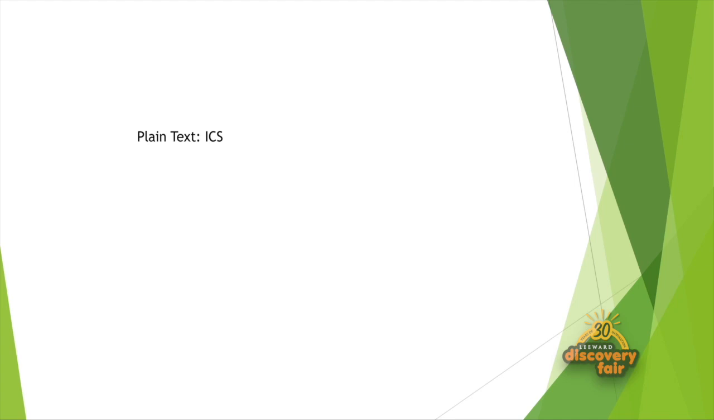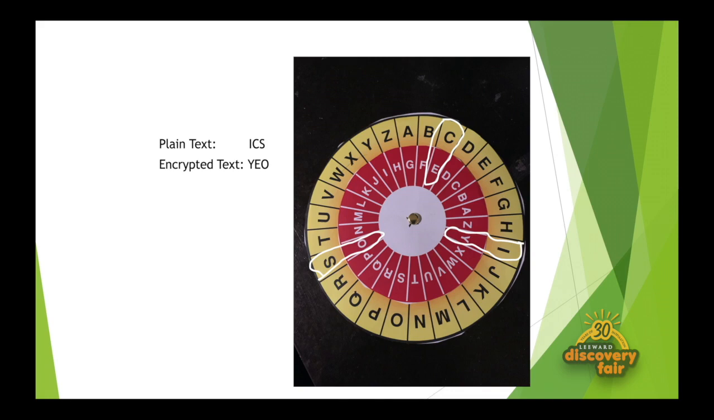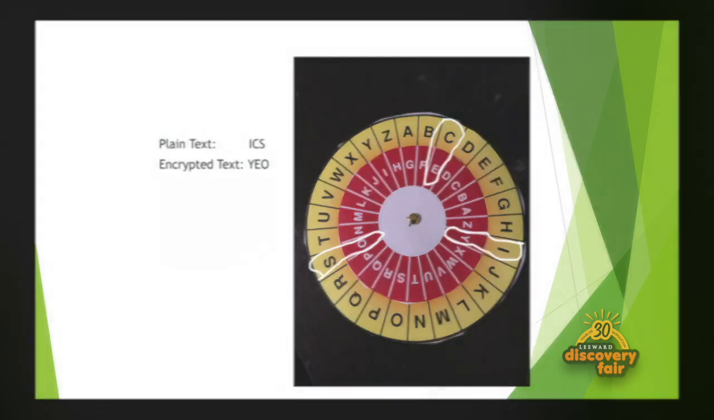So what we're going to do is take our message, which is our plain text. And in this example, we're going to use ICS. And we're going to take this message and encrypt it using our cipher wheel. To do this, on the yellow wheel, which is our outer wheel, we want to find the letter I. And we're going to write down the letter that lines up with this that appears on the red wheel. And then we want to do this for the next two letters, which are C and the letter S. Once you've encrypted it, you should get the letters Y, E, O.